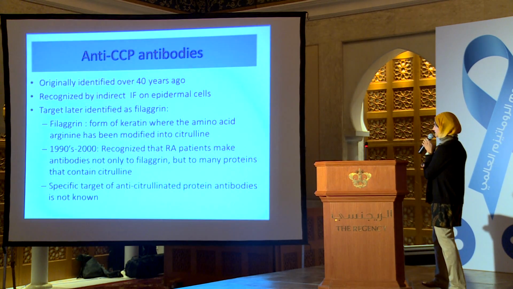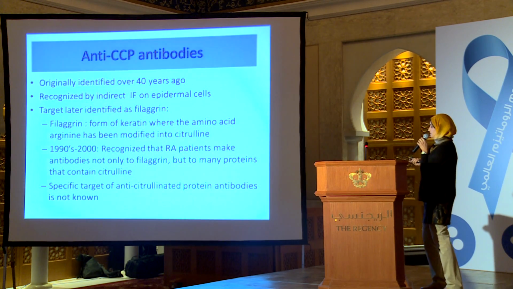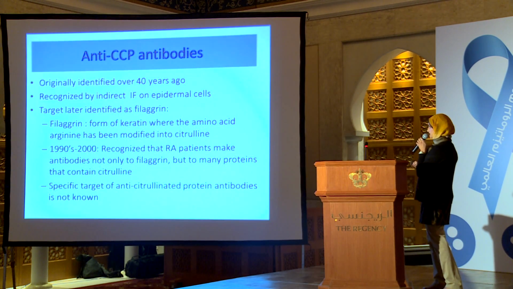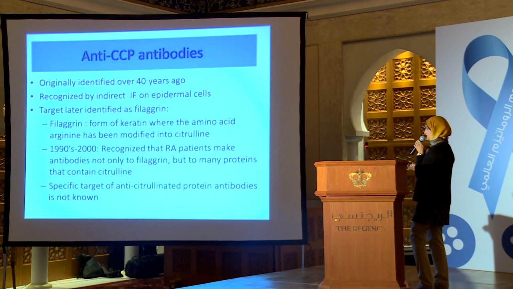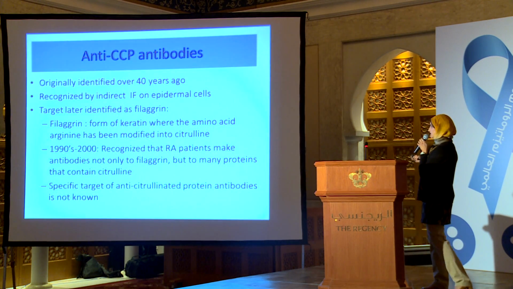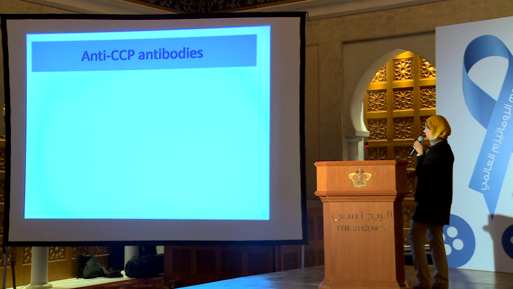So next is anti-CCP antibodies, and these were originally identified over 40 years ago. They were recognized by indirect immunofluorescence on the skin or epidermal cells. The target was later identified as filaggrin, which is a form of keratin where the amino acid arginine has been modified into citrulline. And between the 1990s and 2000, it was recognized that RA patients make antibodies not only to filaggrin, but to many proteins that contain citrulline.